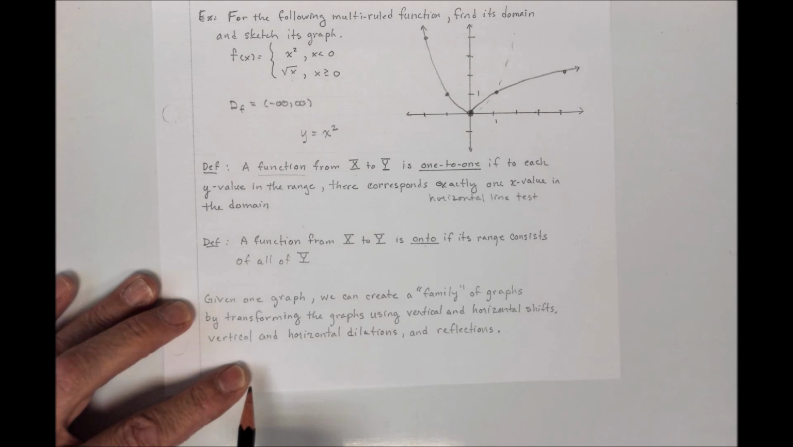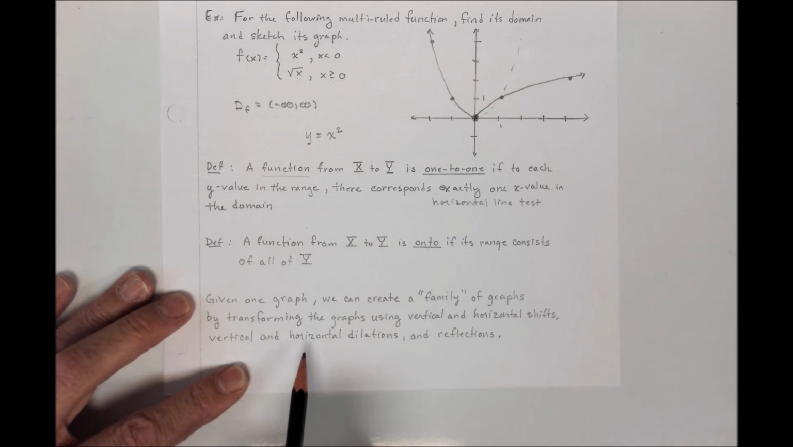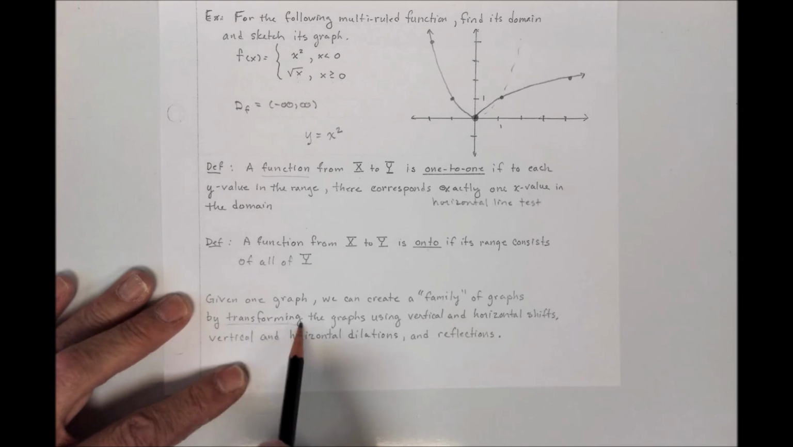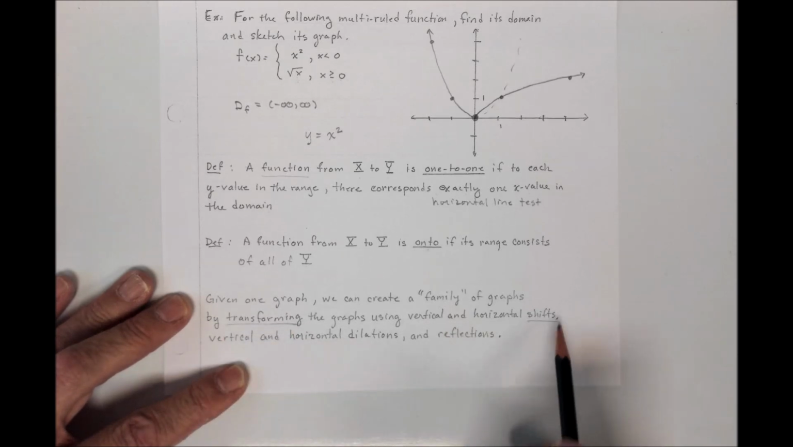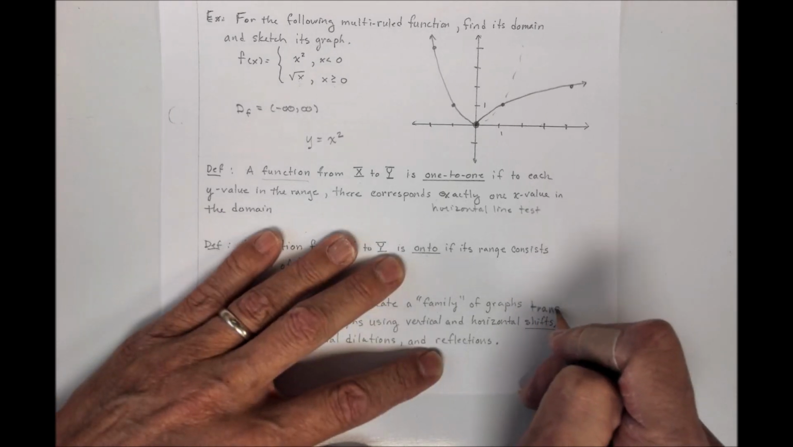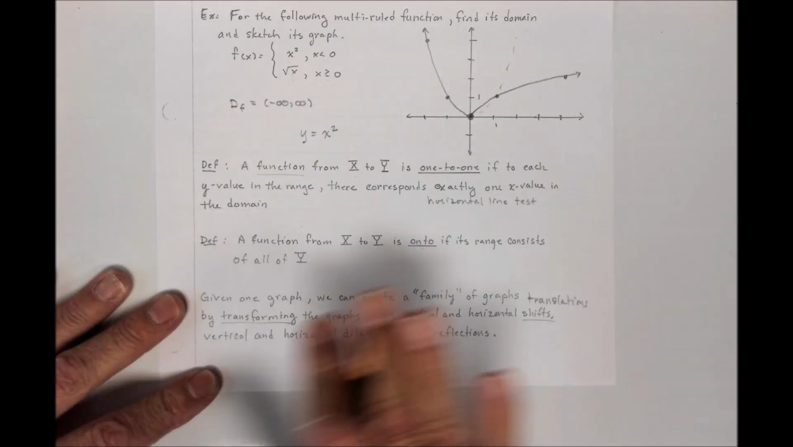All right, now there's a lot that goes into this next little part. In fact, this whole chapter is just chock full of information, but we're talking a little bit about the way you can transform graphs given what we sometimes call a parent function. Given one graph, we can create a family of graphs by transforming the graphs using either shifts or translations, which is probably a better way to write that. Translations: vertical and horizontal translation, shifting it right, left, upward, downward.